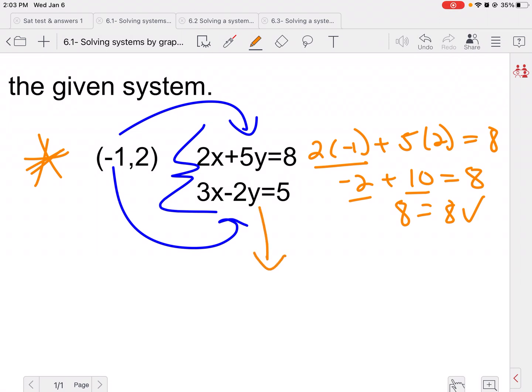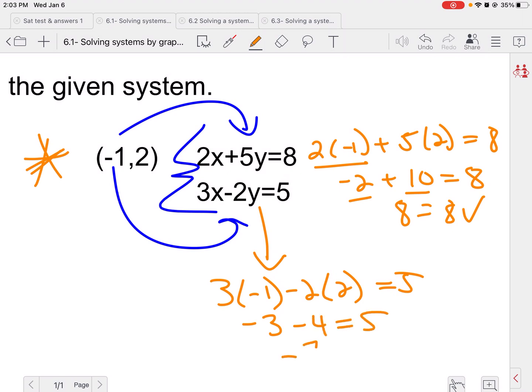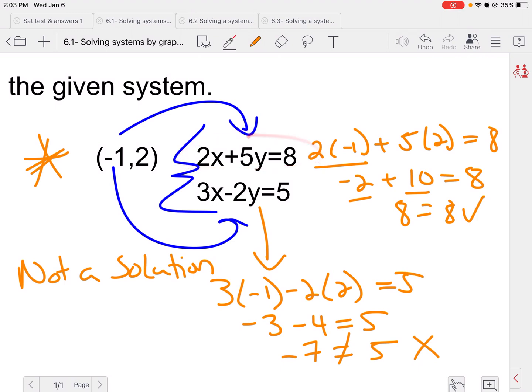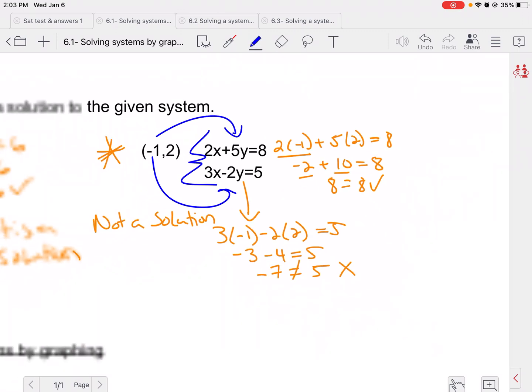Let's make sure it checks out for this one. So I'll have 3 times negative 1 minus 2 times 2 equals 5. Well, this gives me negative 3 minus 4 equals 5. So I get negative 7 equals 5, which is not a true statement. So this is not a solution. Okay. If we had plugged it into this top one and it didn't work right away, I wouldn't even have to plug it into the bottom one, because if it doesn't work for one, it doesn't work for both. So you can do less work that way.